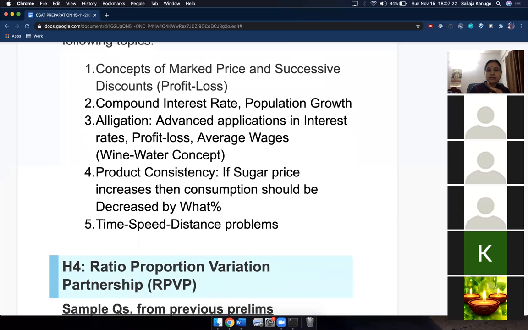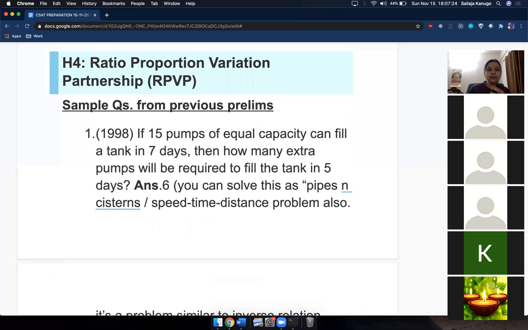Now, let us go to another high priority topic, ratio and proportion. I think you must have learned this at a very young age itself. In variations you have two kinds of variations. You also call it a direct variation and indirect variation.